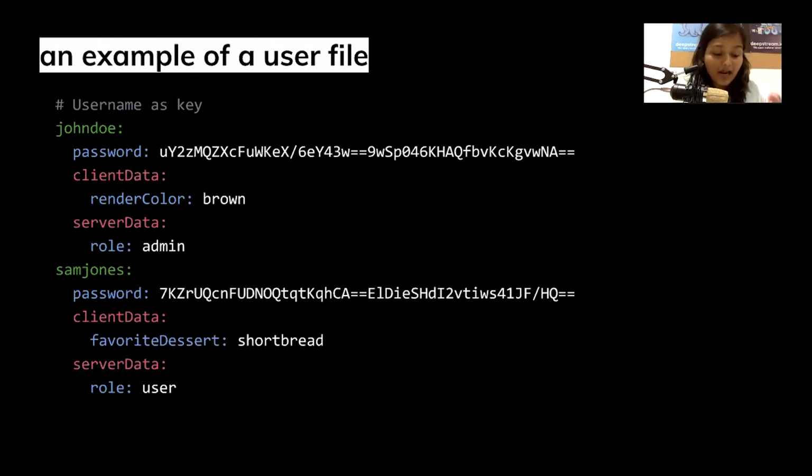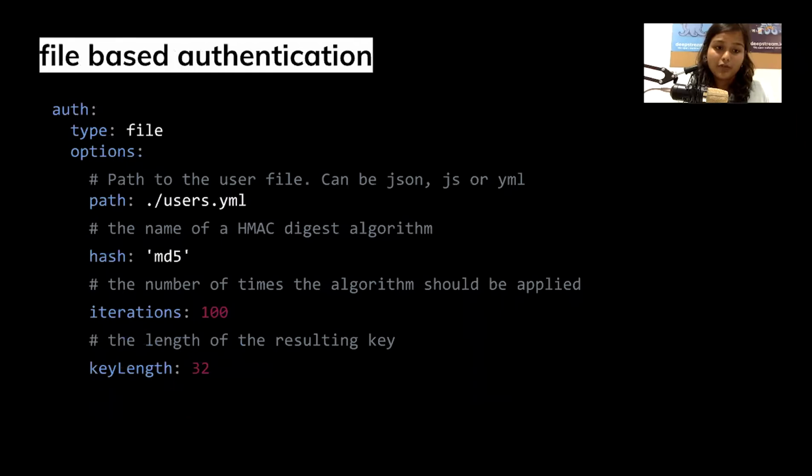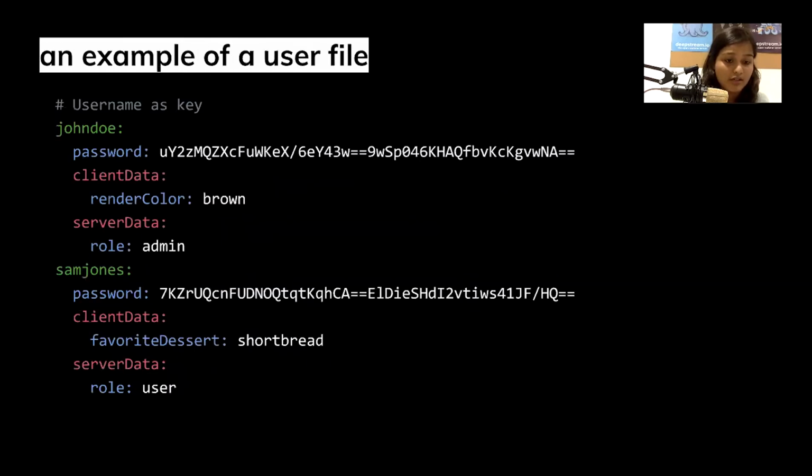But let's have a look at how you can include this particular user file to be used as file authentication in your client when you have your application under deepstream IO, of course. So for file-based authentication, you would go to the configuration file, to the auth section, and mention the type as file. And in the options, there are 4 different options: the path, hash, iterations, and key length. In the path, as is clear, you would give the path to the user's file, which you've written in the YAML structure, which I just showed to you.